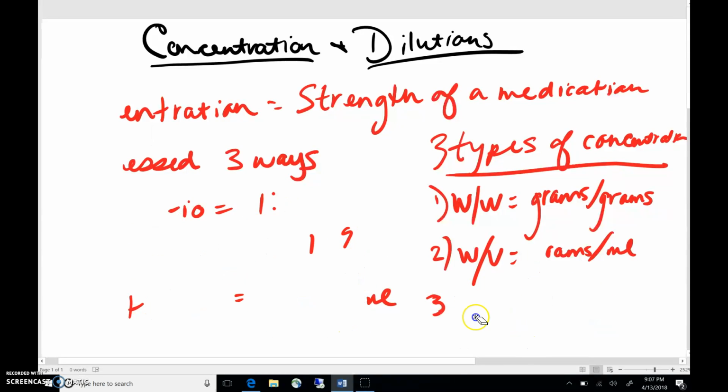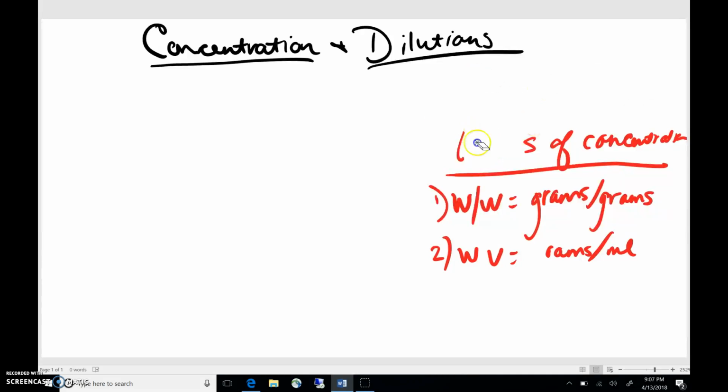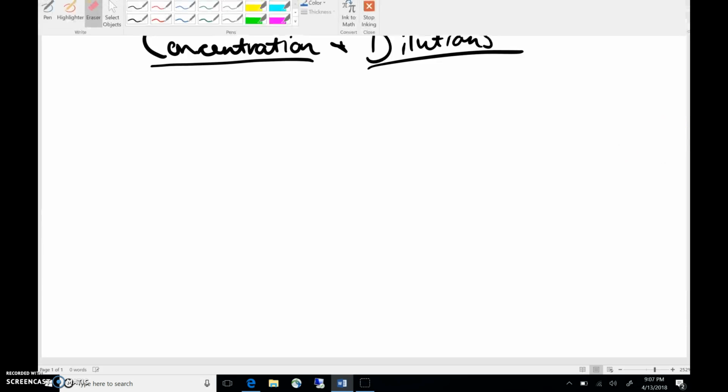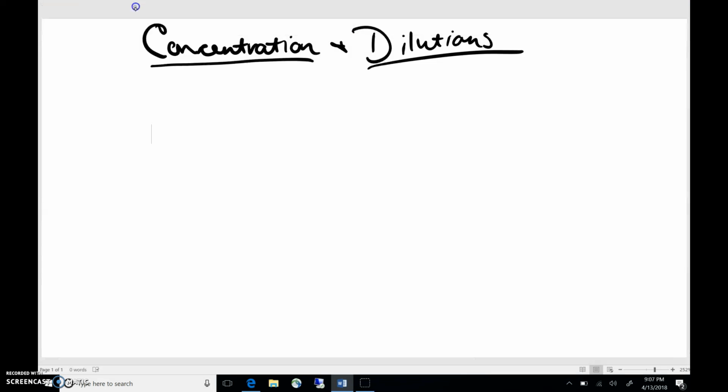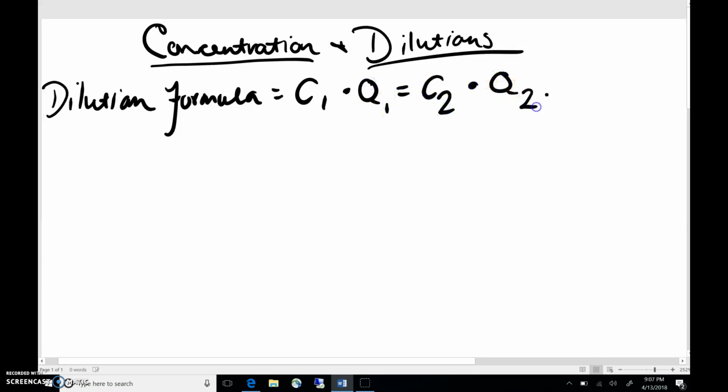All right. So again, with dilutions, I'm going to put here at the top your formula for your dilution. And I'm going to show you step by step how to solve these problems. All right. So let's keep in mind that for a dilution formula, your dilution formula is C1 times Q1 equals C2 times Q2.